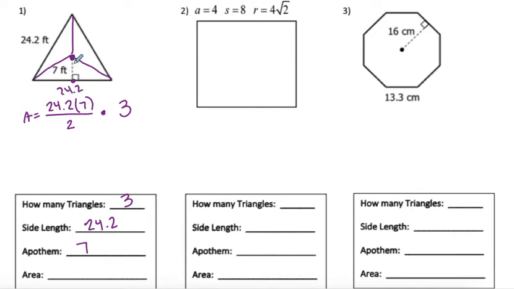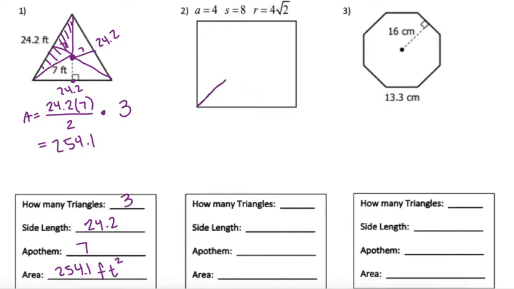24.2 here, same triangle here if this was 7, same triangle here if this was 7. And so I want 3 of these triangles. So base times height, and then divide by 2 times 3 for the triangle. When I put this in my calculator, I get 254.1 for my total area. And that would be measured in feet squared.